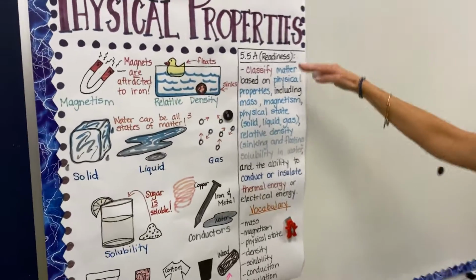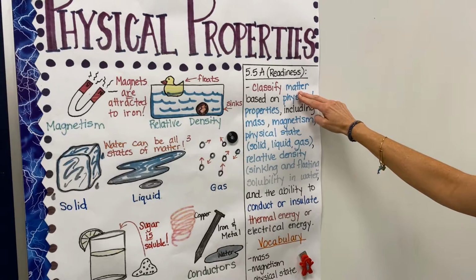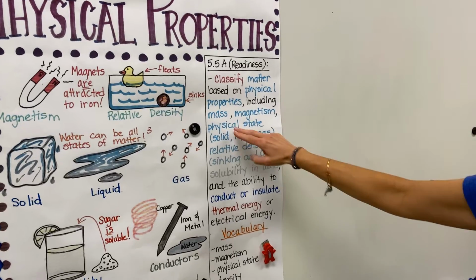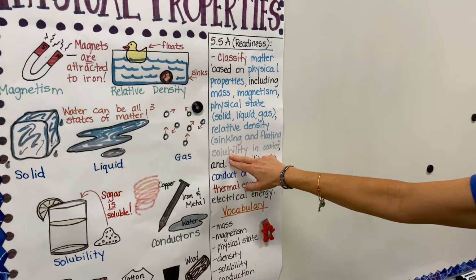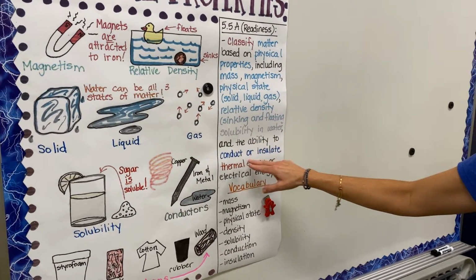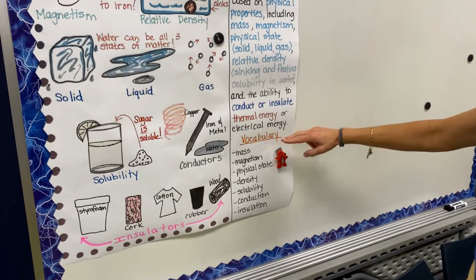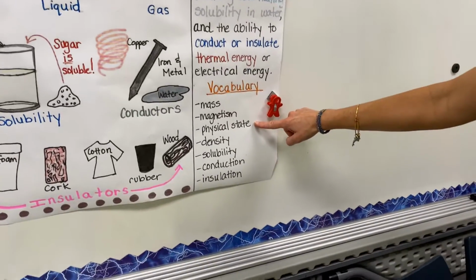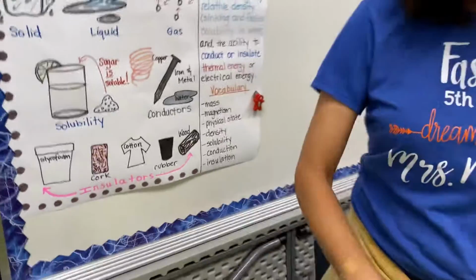So remember, we are learning our physical properties because we want to know how to classify matter based on our physical properties. Mass, magnetism, physical states, relative density, solubility, which we're going to get to next week, and the ability to conduct or insulate thermal or electrical energy. Our key vocabulary words, so we have mass, we know about mass, magnetism, physical states, and today, density. Love density. All right, so come on over here to your journal.